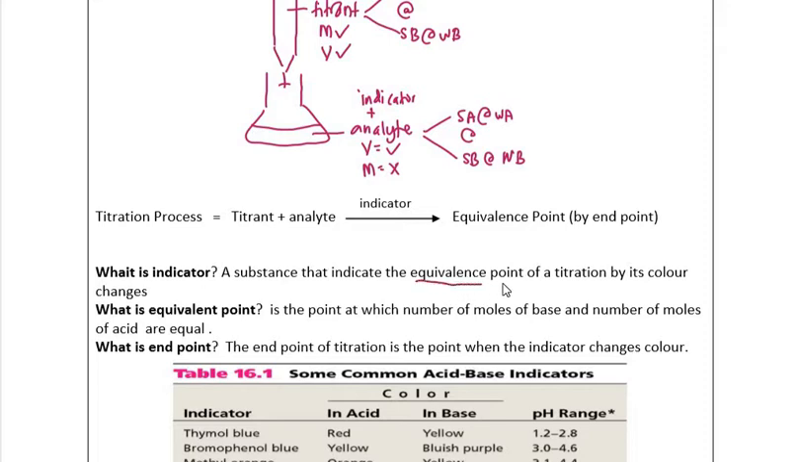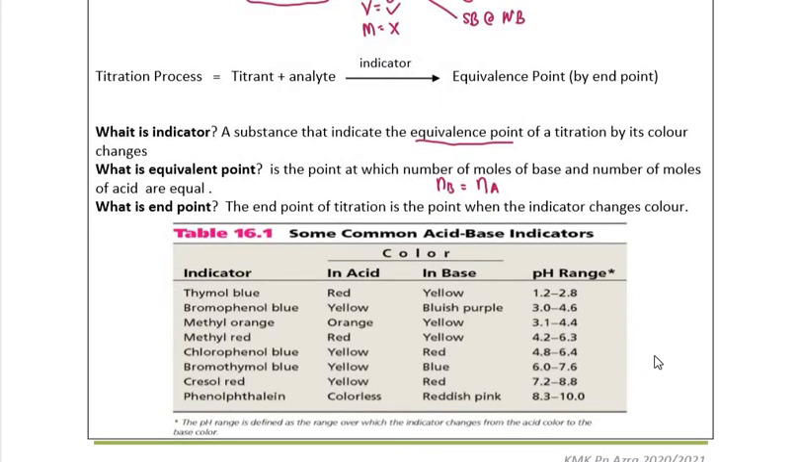What is meant by equivalent point here? The point at which the number of moles of base is equal to the number of moles of acid. What is the end point? Is it similar to the equivalent point? No. The end point is the point at which the indicator changes color. So here there are some acid-base indicators that we use. Normally we use phenolphthalein.